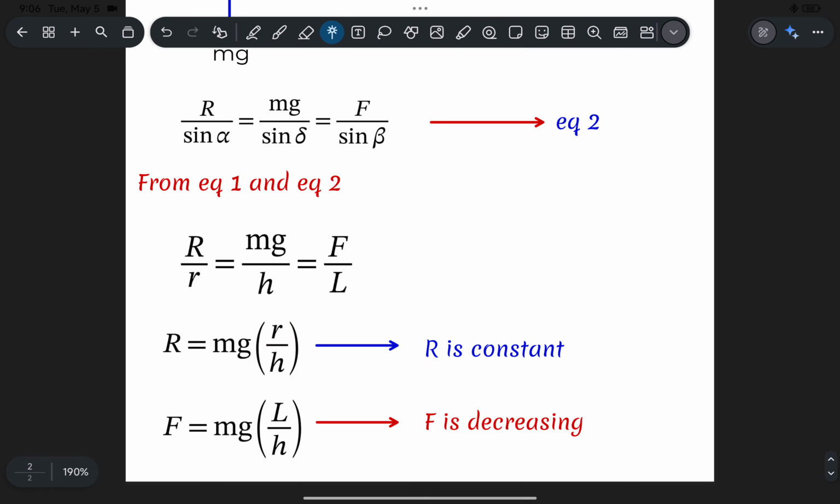Next, if I see the F part by equating these two, just take L here. I got mg into L by h. In this, h is constant, mg is constant, but this particular thing, L, is decreasing. So I can tell that F is decreasing as the particle goes up.